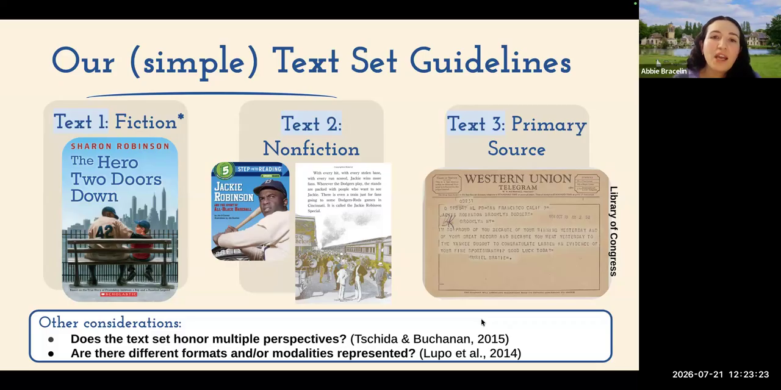Okay, so we have our nonfiction, and then text three is our primary source. We could use a primary source with written text. Like here, this is a fan mail letter to Jackie Robinson, which is pretty cool. It's a telegram. Or I could use a photograph. I could use a video of him playing baseball. There's a lot of different options. So the primary source could be more flexible.